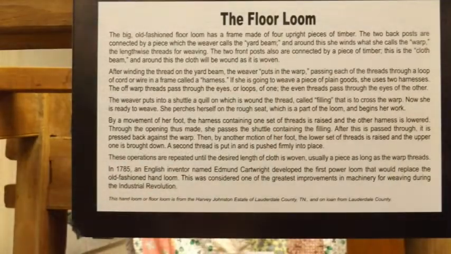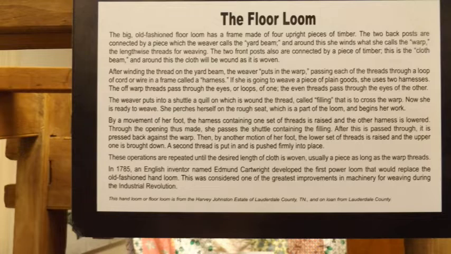The floor loom. The big, old-fashioned floor loom has a frame made of 4 upright pieces of timber. The 2 back posts are connected by a piece which the weaver calls the yard beam, and around this she winds what she calls the warp, or the lengthwise threads used for weaving. The 2 front posts are also connected by a piece of timber. This is the cloth beam, and around this the cloth will be wound as it is woven.